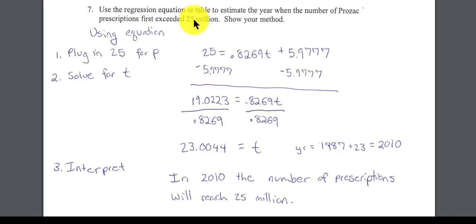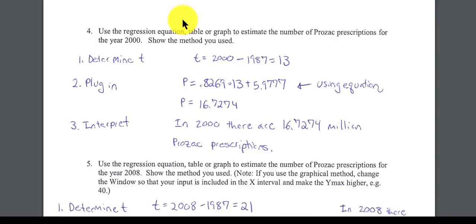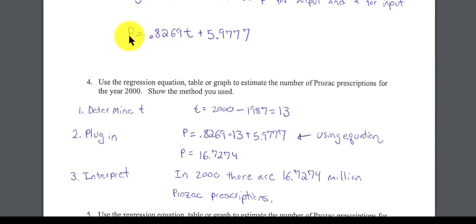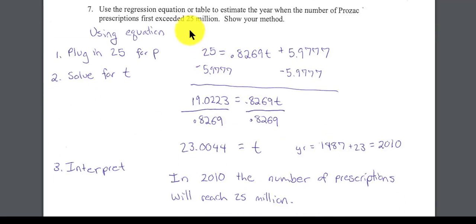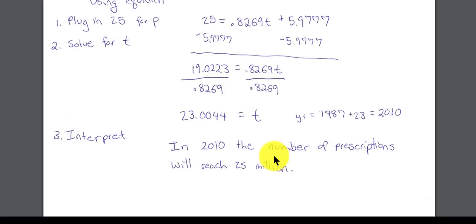You could also just plug in 25 for y, right? Remember, y represents the number of Prozac prescriptions, or P, and T is the time after 1987. So if I know the number is 25, I can replace the P or the y with 25 and solve for T, number of years after 87, and you end up with 23.0044. Okay, so that's another way to solve this problem.